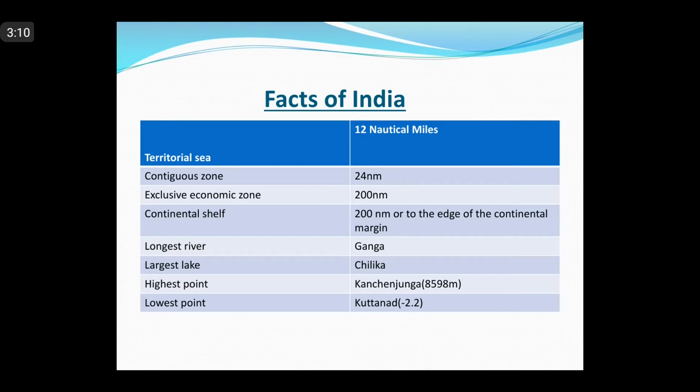Which is the longest river? Ganga. The largest lake? Chilika Lake. Then the highest point? Kanchenjunga. And the lowest point is Kuttanad. Where is it? It is in Kerala.